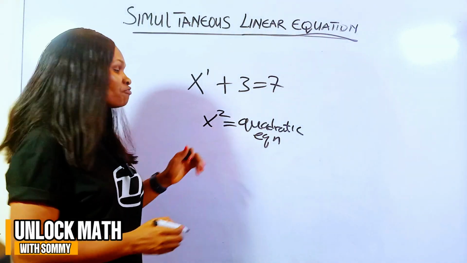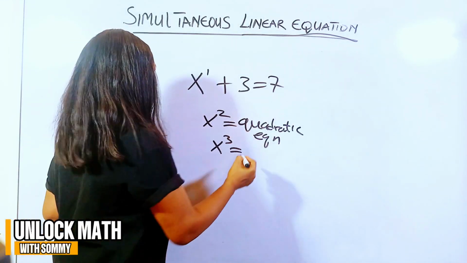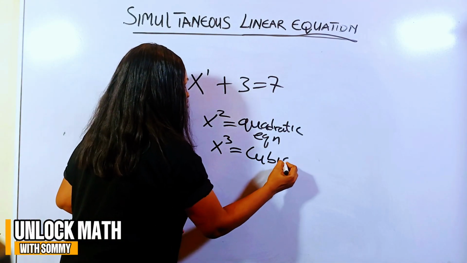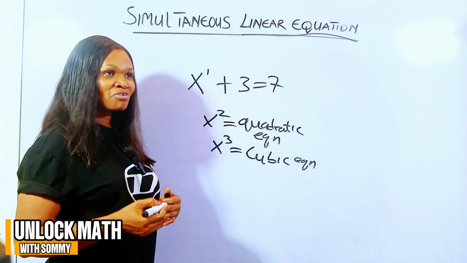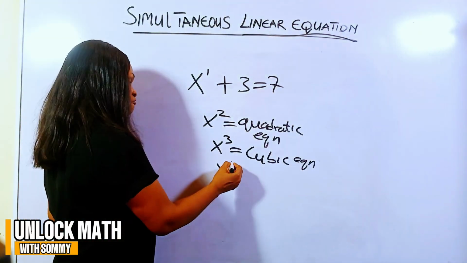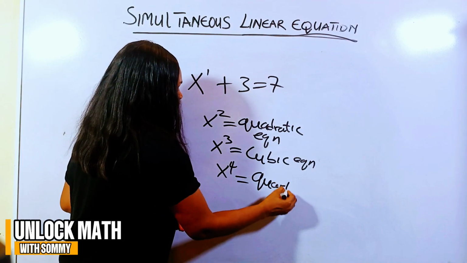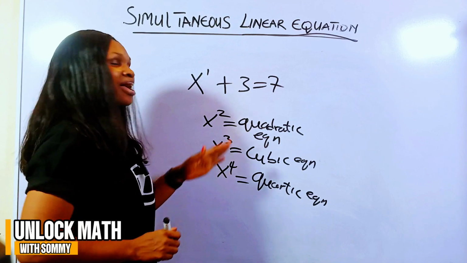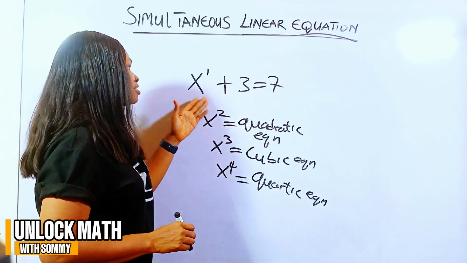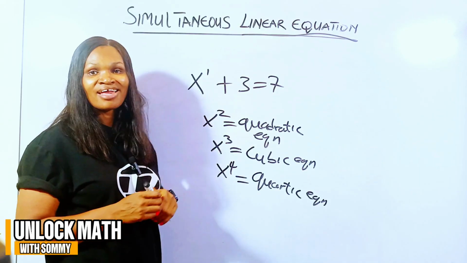And then when the power of the known variable is raised to the power of 3, we call it a cubic equation. Also, when the known variable is raised to the power of 4, we call it a quartic equation. So, having this in mind, remember this is what differentiates all these equations from our linear equation.